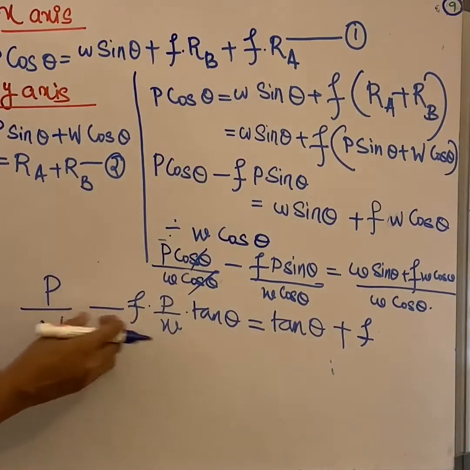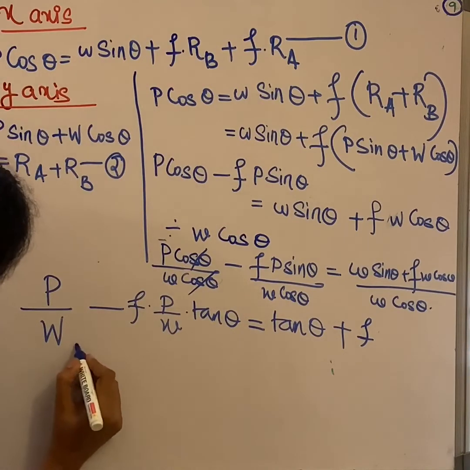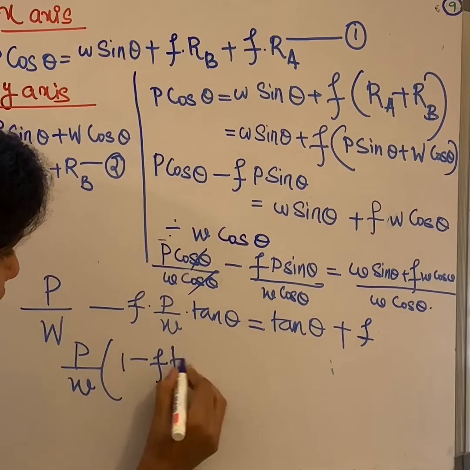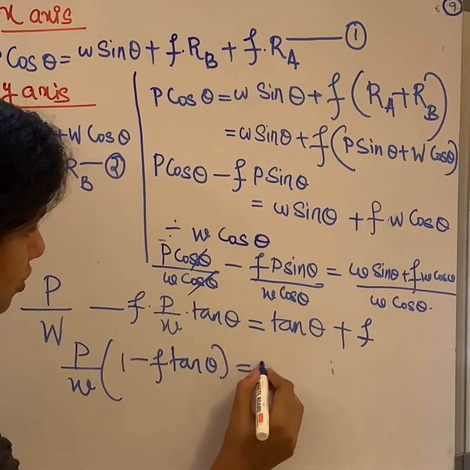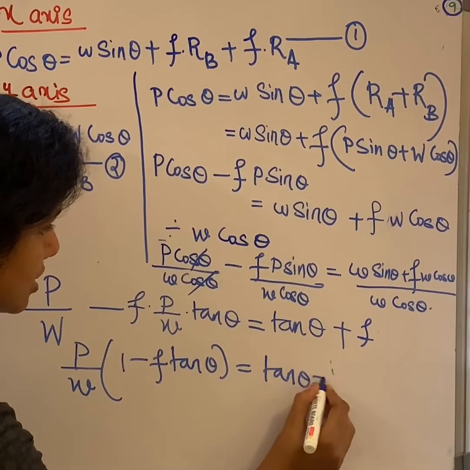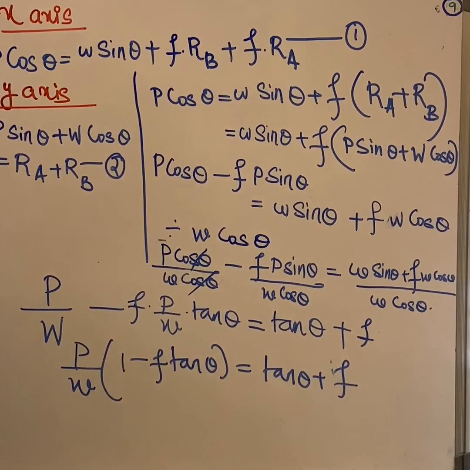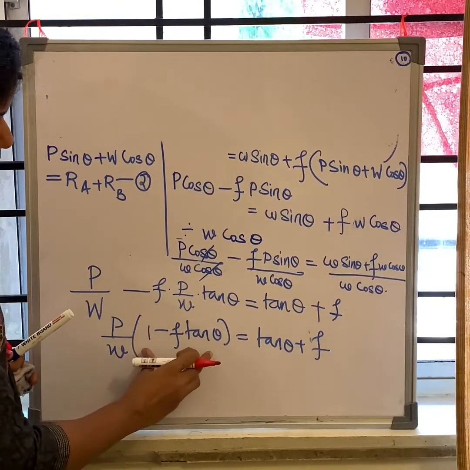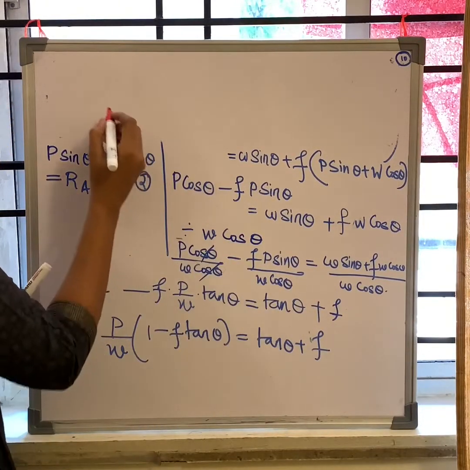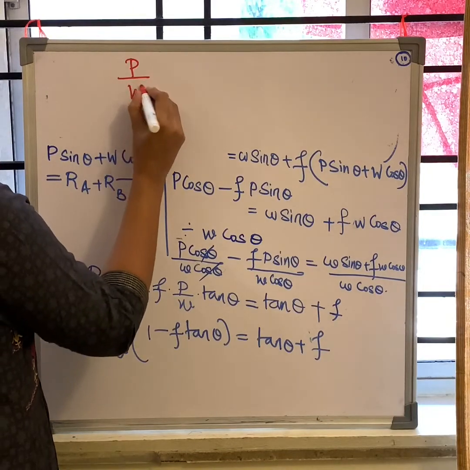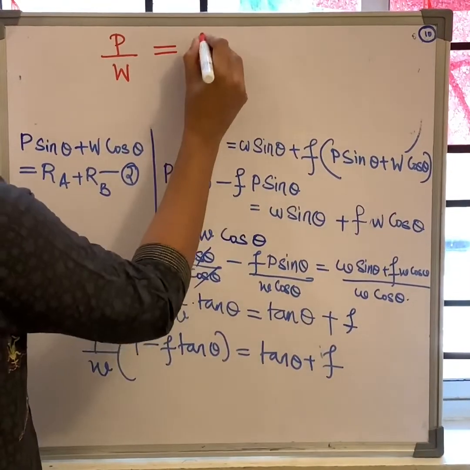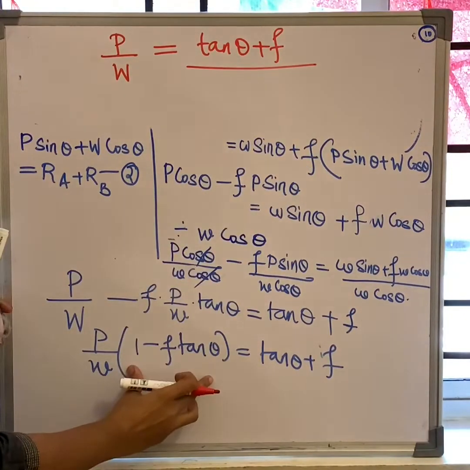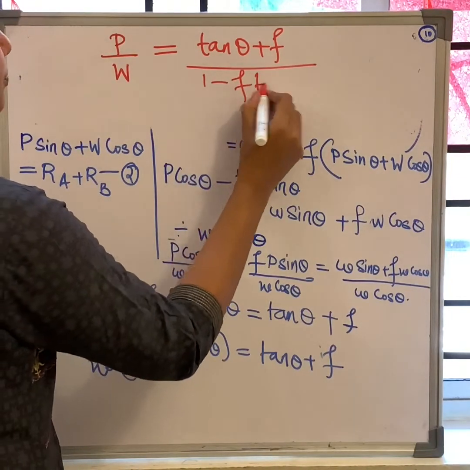Let's again do a little more rearrangement, because P by W is a common terminology here. So I'm just taking the common term P by W: 1 minus F tan theta is equal to tan theta plus F. So what will be P by W? To get the P by W, let's take this terminology to the denominator. So the final equation will be P by W is equal to tan theta plus F on the numerator divided by 1 minus F tan theta.